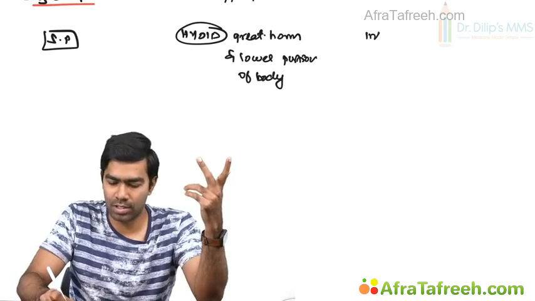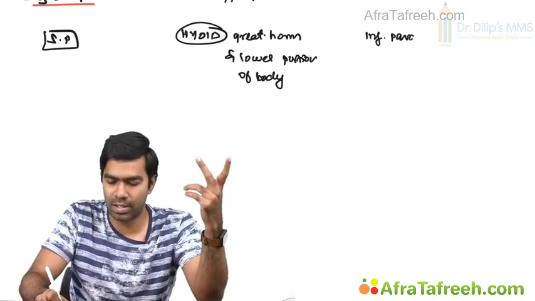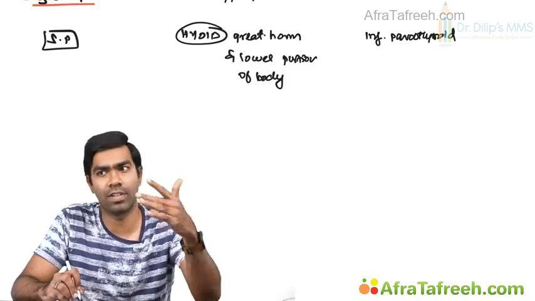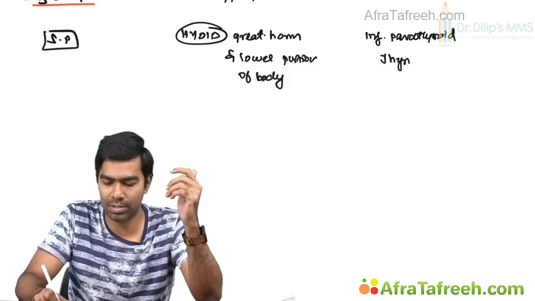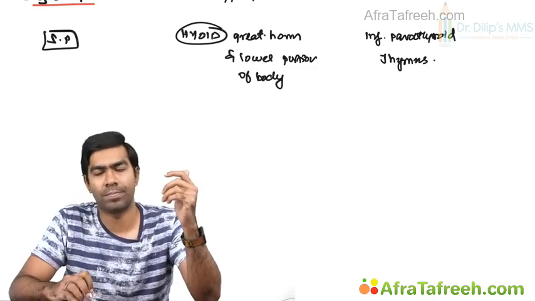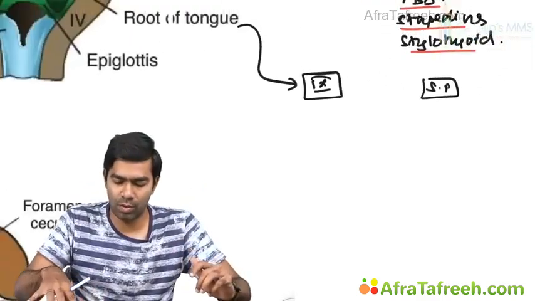Similarly, the third pouch is going to give rise to two important structures. One is the inferior parathyroid gland. Inferior, not superior. Third is inferior, fourth is superior. So the inferior parathyroid gland and probably the thymus. Clear? And you have the fourth arch.